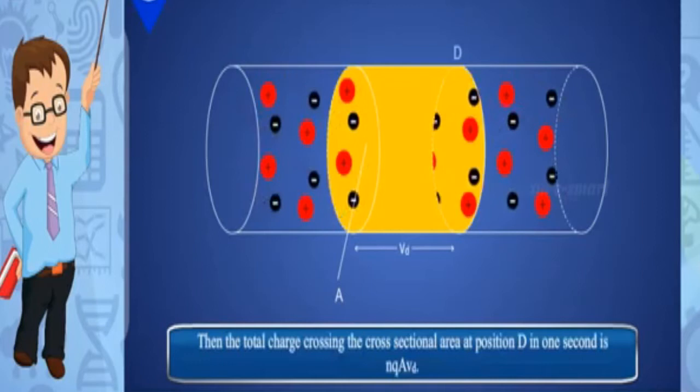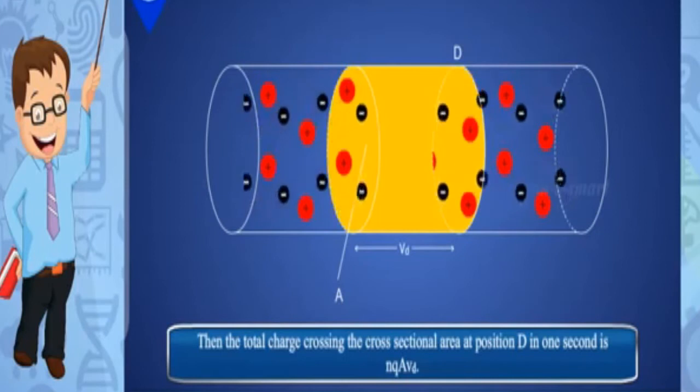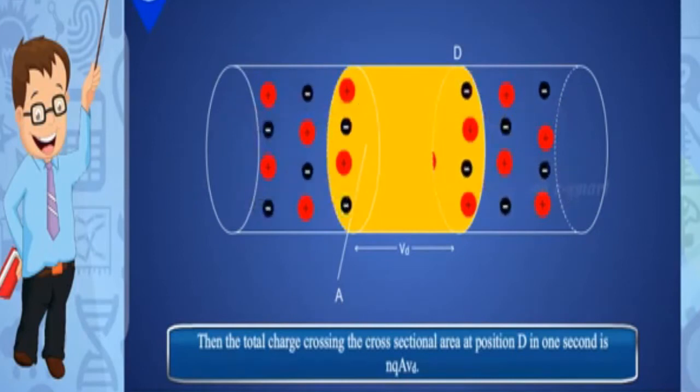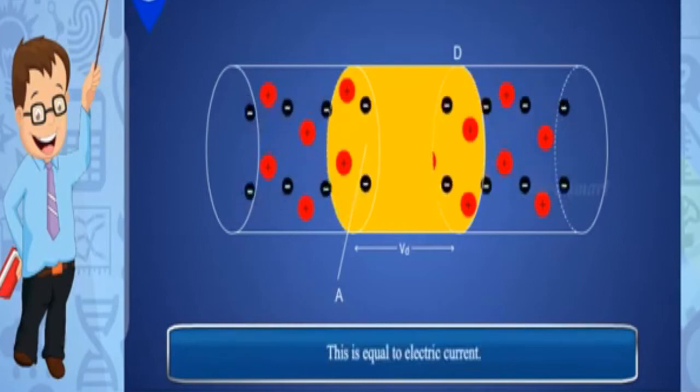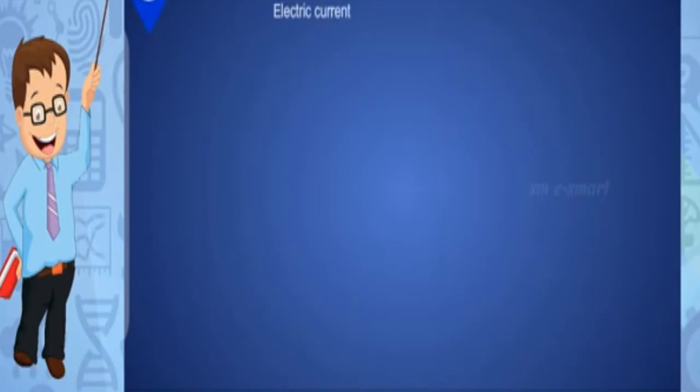Then the total charge crossing the cross-sectional area at position D in 1 second is N Q A Vd. This is equal to electric current. Electric current I equals N Q A Vd. Let us consider it as equation 1. Therefore, drift velocity Vd equals I by N Q A. Let us consider it as equation 2.